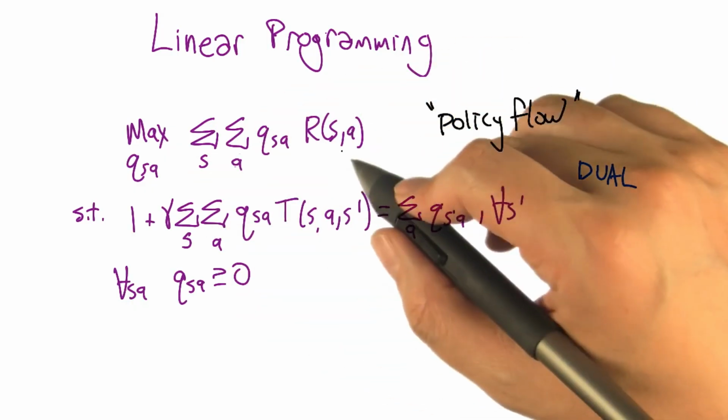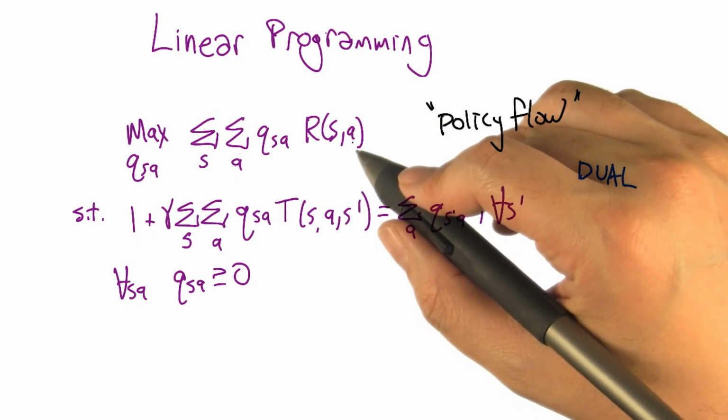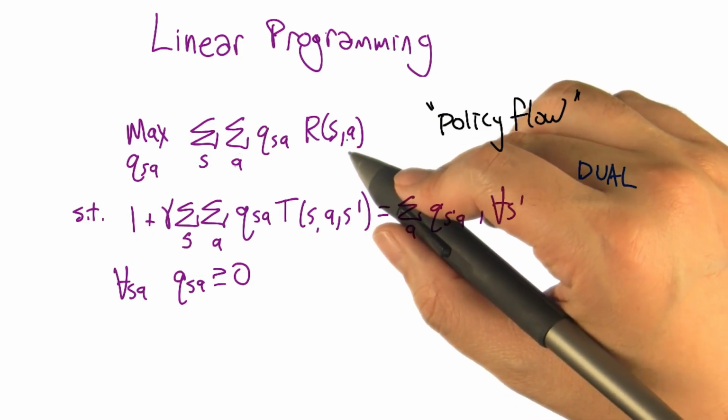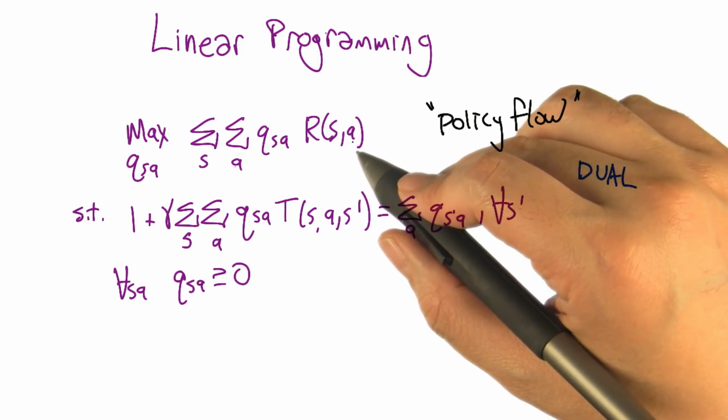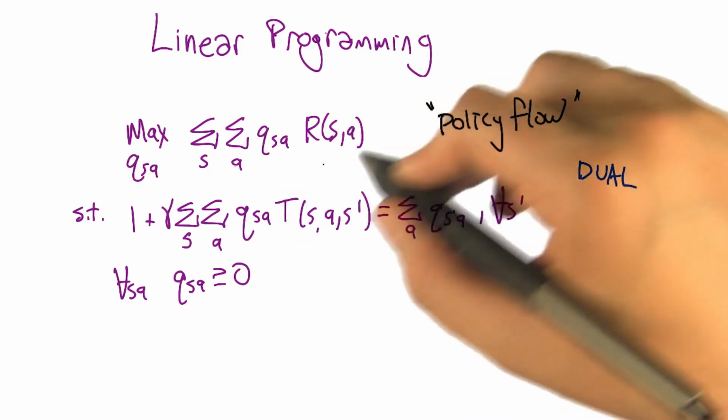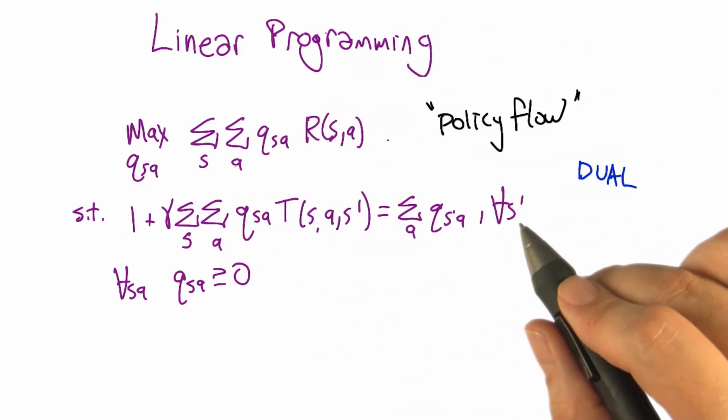From this policy flow concept, it makes sense what we're trying to maximize. It's in some ways even more intuitive than in the primal, where we were saying we're trying to minimize the value, which of course we're not really trying to do. We're just minimizing it so that it doesn't end up being an upper bound on the value. Here we're actually trying to maximize expected reward, which seems like a really good thing.